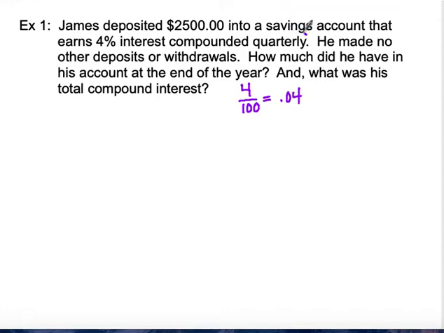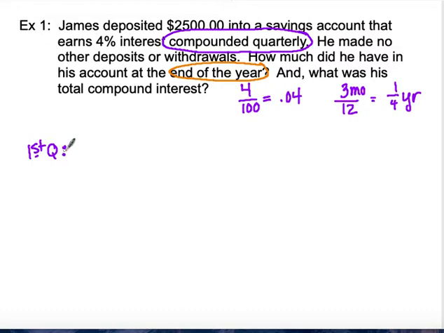So if it's compounded quarterly, that means that it's going every 3 months. So a quarter of a year would be 3 months. So 3 months in terms of a year would be 1/4 of a year. So that's going to be our time. If we're compounding it quarterly and we want to see how much at the end of the year, we're going to have to repeat these steps 4 times. So let's see what he earned after the first quarter.